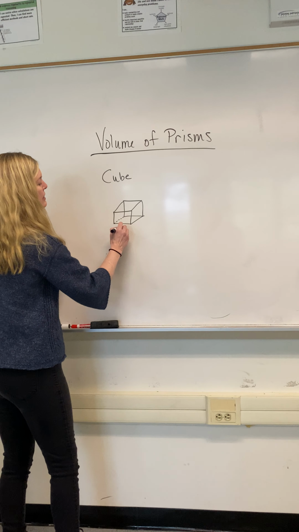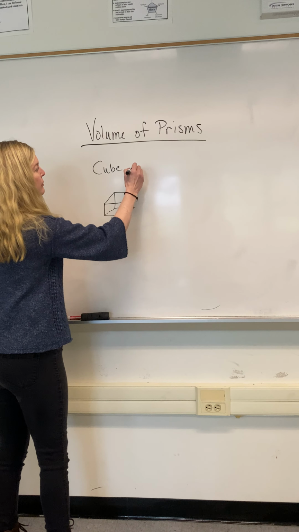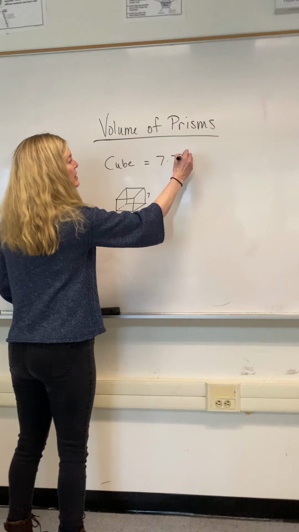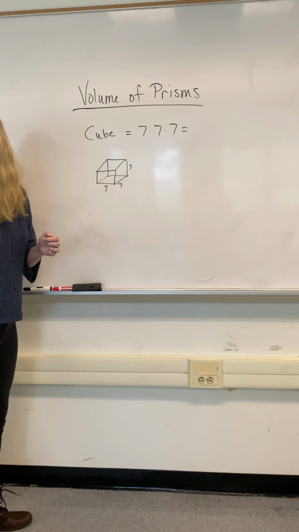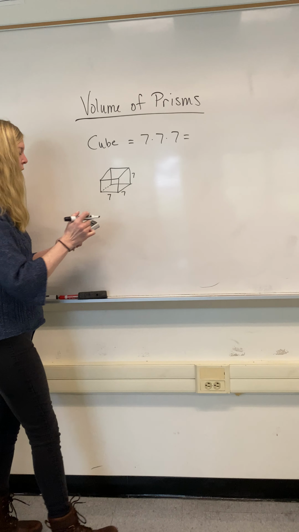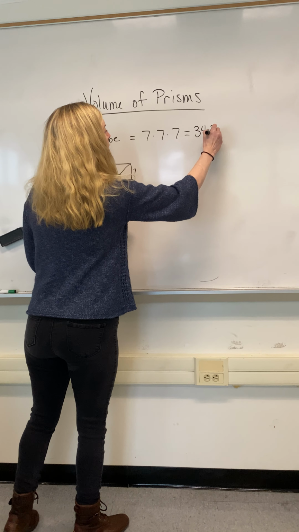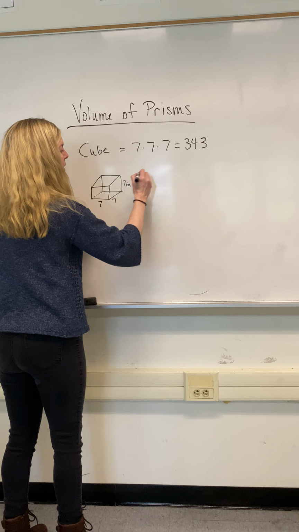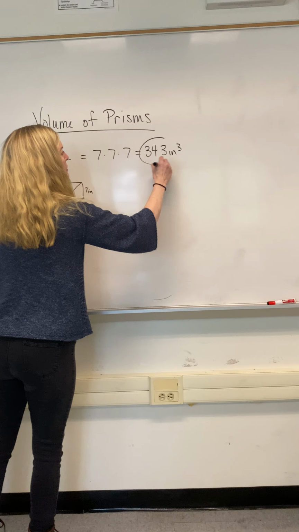So let's say this is like 7, 7, 7. A cube, you would just multiply 7 times 7 times 7. 7 cubed is 343 units cubed. Let's say this is inches again, inches cubed.